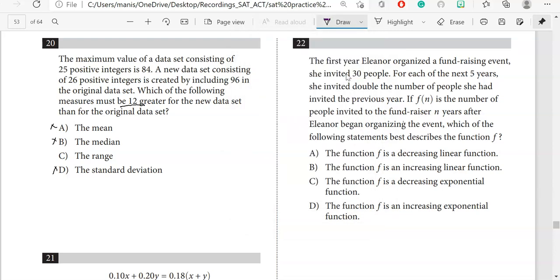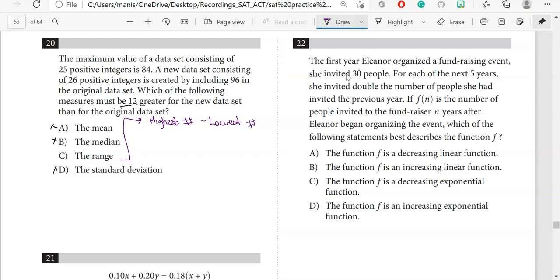So it says the maximum value of the data set of 25 integers is 84. First of all, you know the definition of range. I will write it over here. Range is the highest number minus the lowest number, largest number minus lowest number. Highest number minus lowest number, that's your range, or maximum minus minimum.